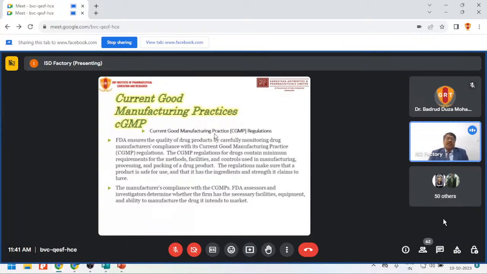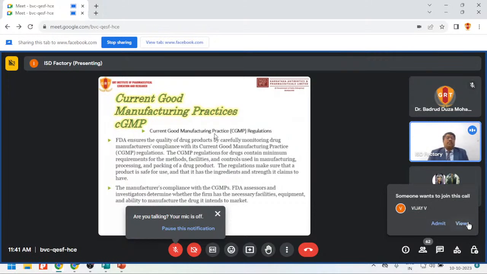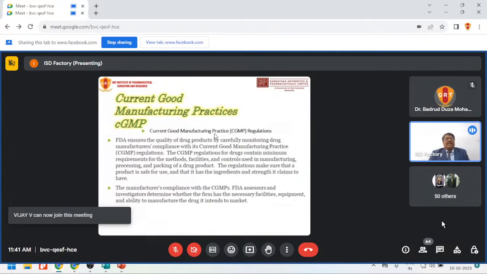manufacturing practices regulations. The CGMP regulations for the drugs contain minimum requirements for the methods, facilities, and controls used in manufacturing, processing, and packing of a drug product. The regulations make sure that the product is safe for use and has the ingredient and the strength it claims to have. This is very important.